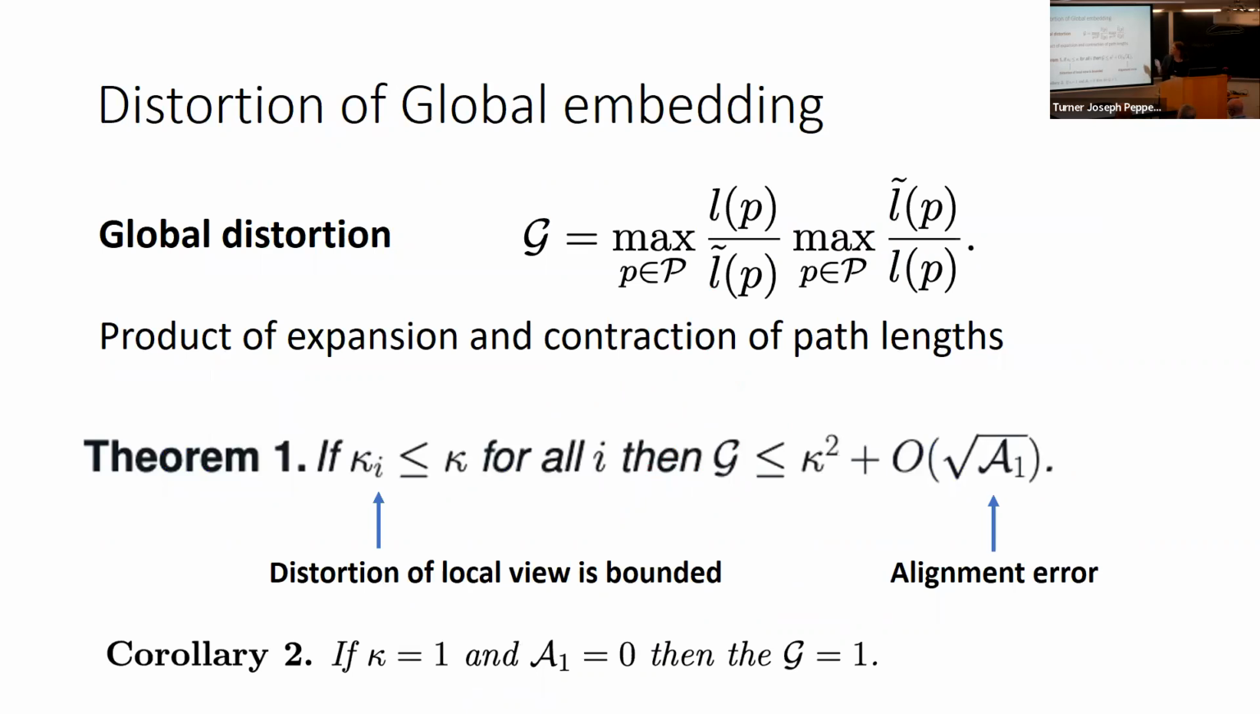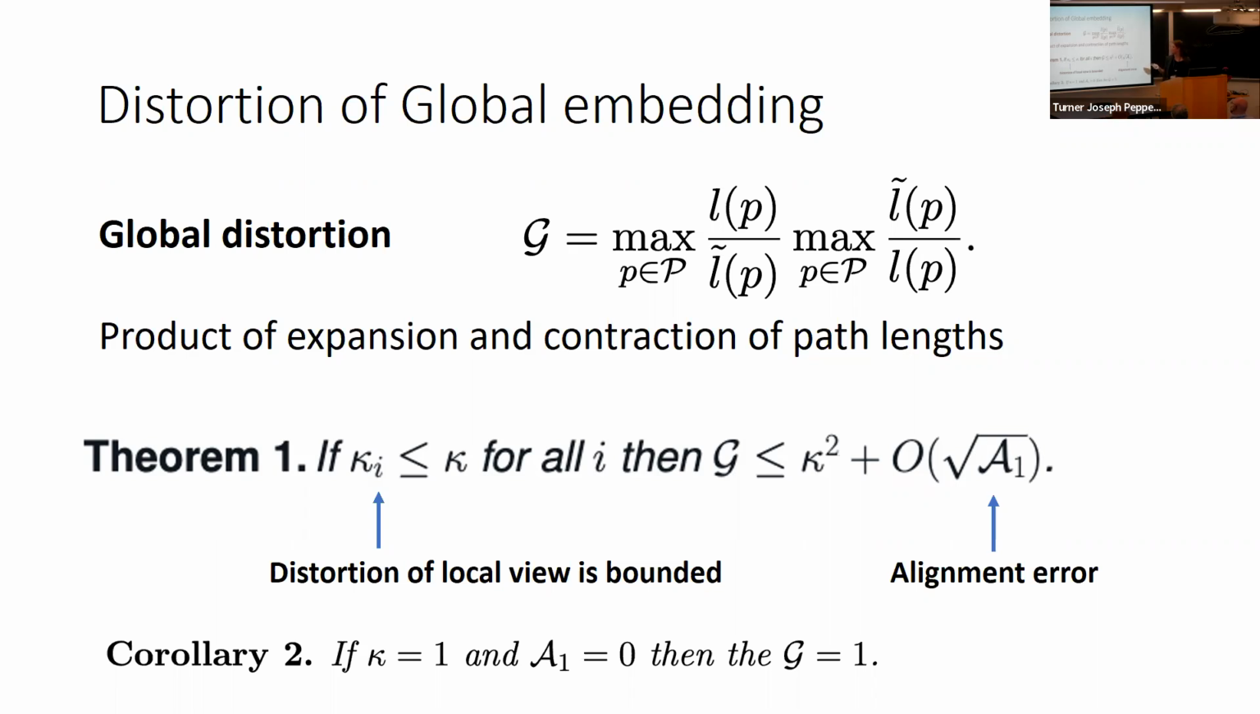And what we want is to do this so that we put a lot of effort into having low distortion in our local views and our intermediate views. We don't want to incur distortion in our global embedding. And what we did, we defined a global distortion, which is now the product of its expansion and contraction of path lengths. So we now have paths between every 2 points in the embedding in the ambient space.